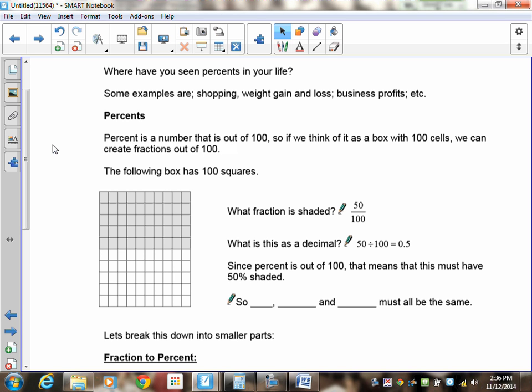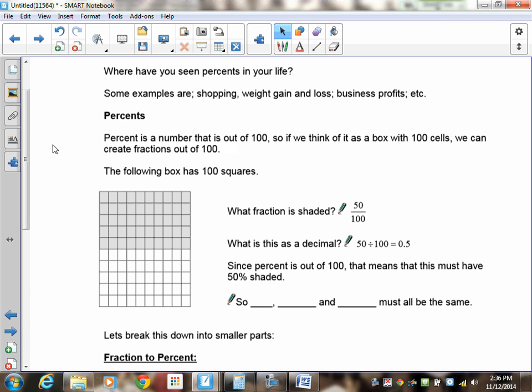So where have you seen percents? Well, percents are used in shopping for sales, 30% off, weight gain or weight loss. We talk about business profits. They've had a 20% increase in profits. These are all things where we use percentages quite a lot. I mean, in addition to school, when you want to know what your mark is, I tell you that your mark is like 50% or 100% or 25% or hopefully never that low. But you can relate it very easily.